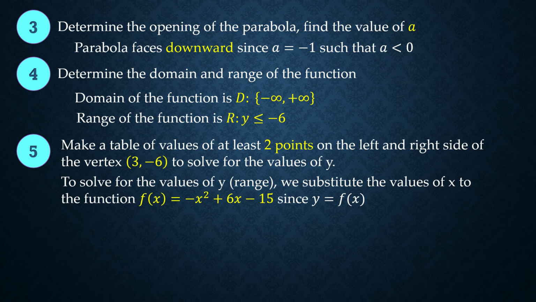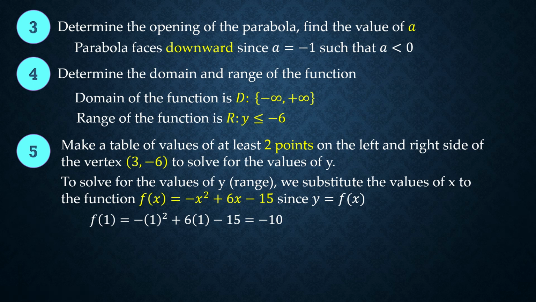So, what are the 3 points going to the right of 3? The right side of 3 is 4, 5, 6. The left side of 3 is 2, 1, 0. Okay. Since 2 points are required to the left and right of the vertex (3, negative 6), the 2 points to the left of 3 are 2 and 1. The 2 points to the right of 3 are 4 and 5. So the first value of x we use is 1.